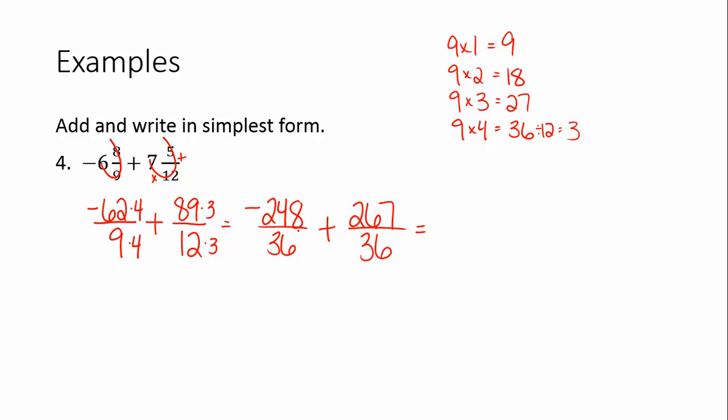When we add the numbers on top, we have a negative 248 and a positive 267. So remember, what do we do to those two numbers? We're actually going to subtract. So 267 minus 248, that's 19 over 36. And now we have to determine whether our answer is going to be negative or positive. Hopefully you're recognizing 267 is larger than 248. 267 is positive, so our answer is positive. Again, 19 is prime. It does not divide into 36, so this is our final answer.